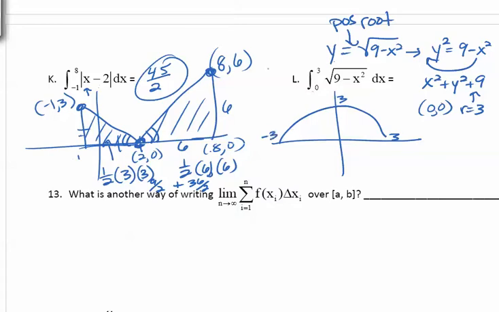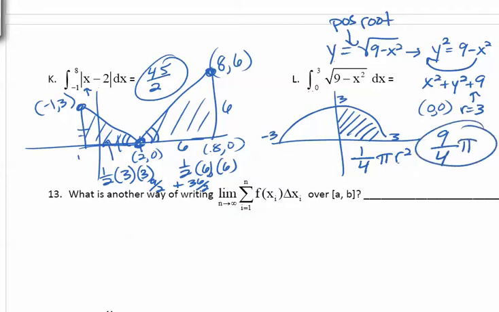And we're interested in the integral simply from 0 to 3. So geometrically, we are doing 1/4 of a circle. So use 1/4 of pi r squared. So 1/4 of pi times 3 squared, and we'll get 9/4 pi for our answer. Don't forget the pi symbol.